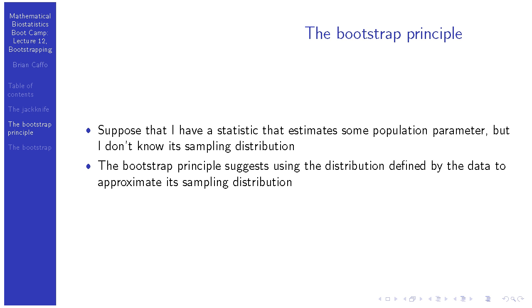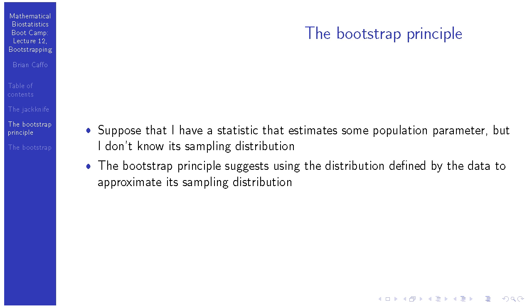Suppose that I have a statistic that estimates some population parameter, but I don't know its sampling distribution. So take the median. We actually know a lot about the sampling distribution of the median, but let's suppose you don't know anything about it. Then you would say, well, I'm stuck. Well, the Bootstrap principle says, why don't we just take the distribution defined by the data to approximate the sampling distribution of the median?